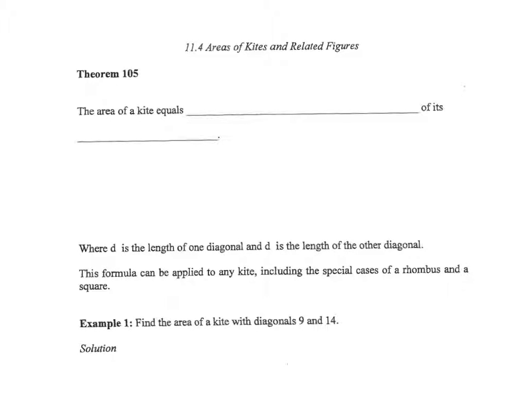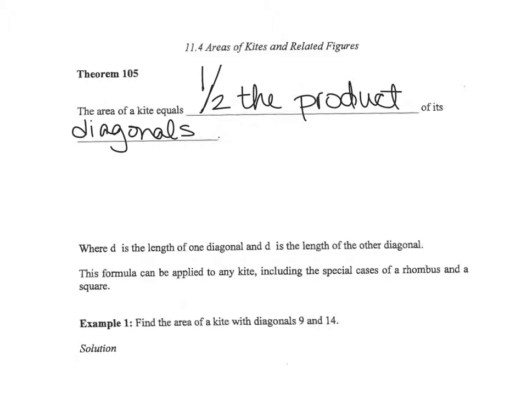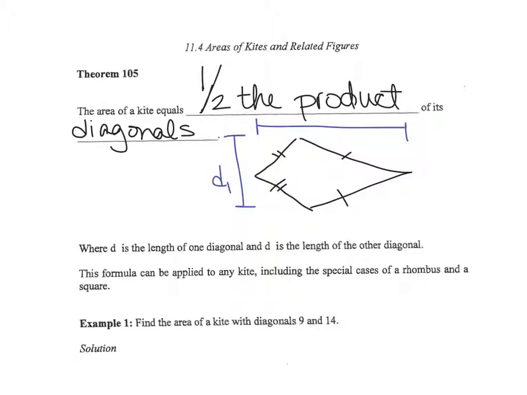Okay, notes for section 11, areas of kites and related figures. So the area of a kite equals half the product of its diagonals. If we were to draw a kite, the diagonals are located here and here, and the area would be 1/2 d1 times d2.